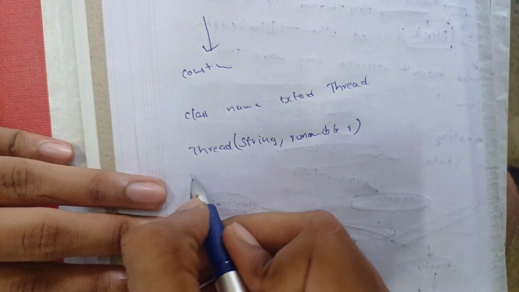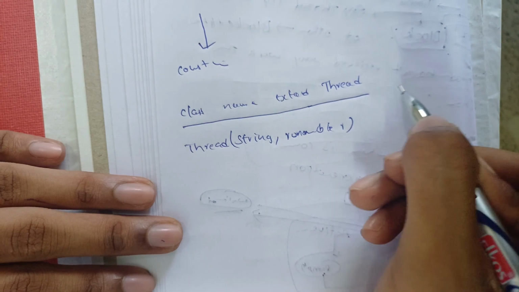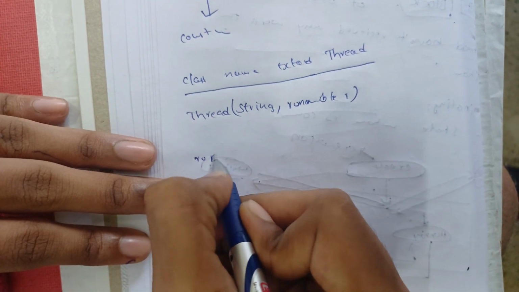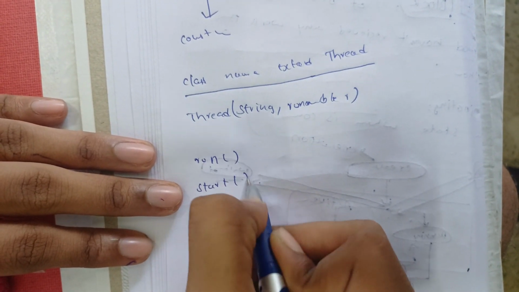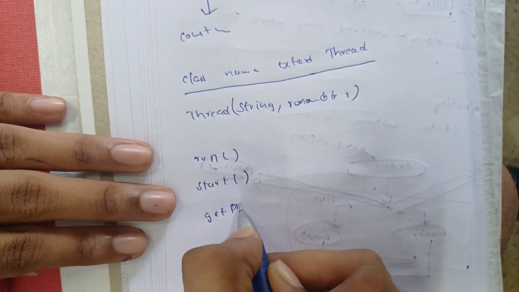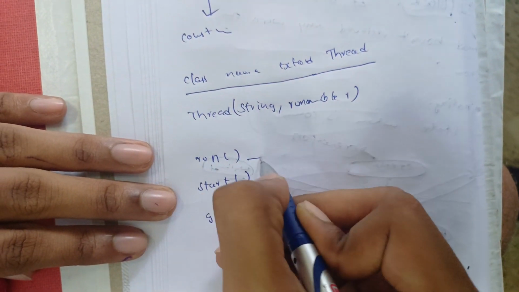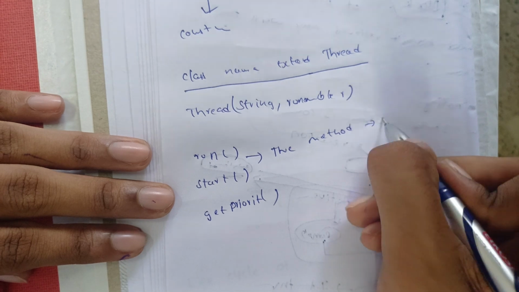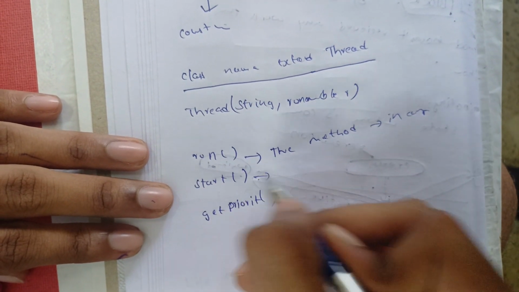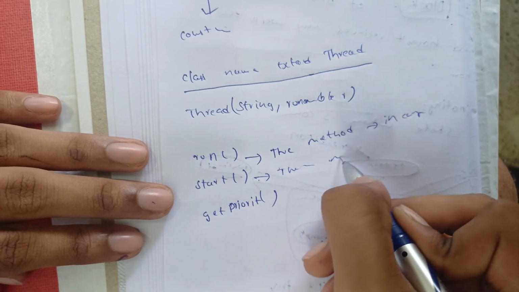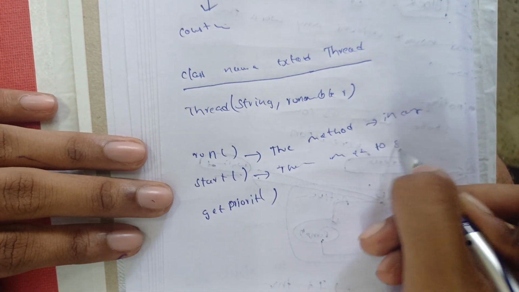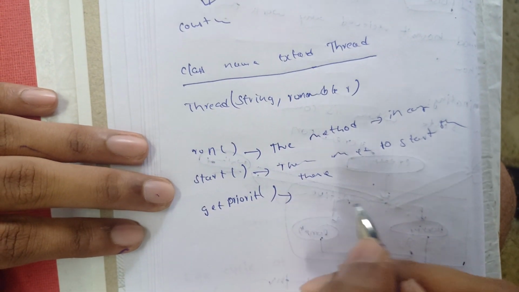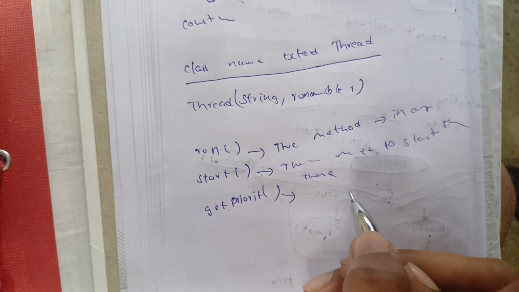Next, the most common methods used by the Thread class. Most used methods are run, start, getPriority, all such things. Run means the method used in case of run state. Start is the method used to create or to start the thread.